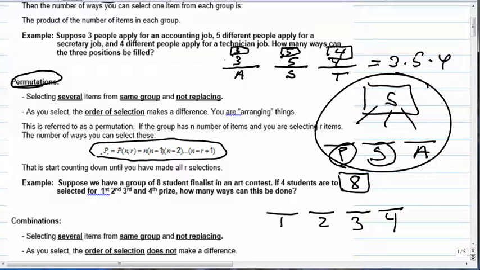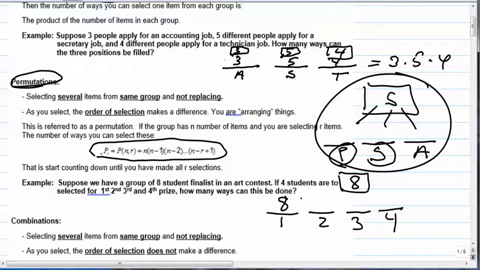Okay? Now, I'm going to select somebody, and so the order in which I select you makes a difference, because if I pick you first, you get first place. If I pick you second, you get second place. So this is an example of a permutation. So I'm going to kind of walk you through it since I have it here. When I go to pick first place, there are 8 people in the box. So there are 8 choices.